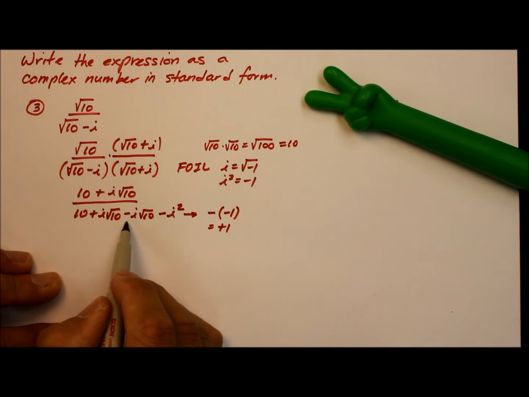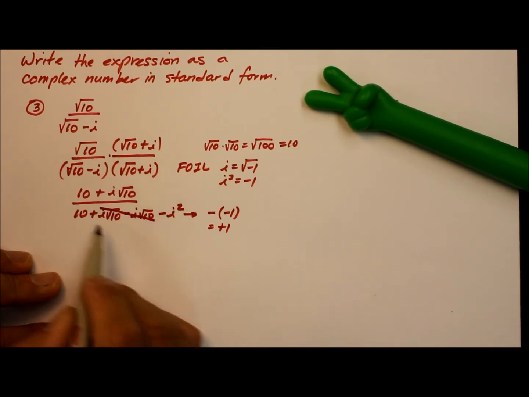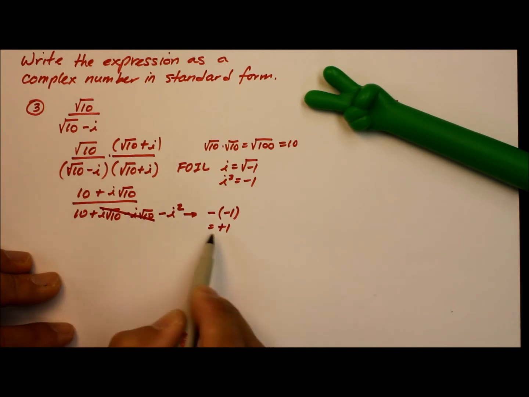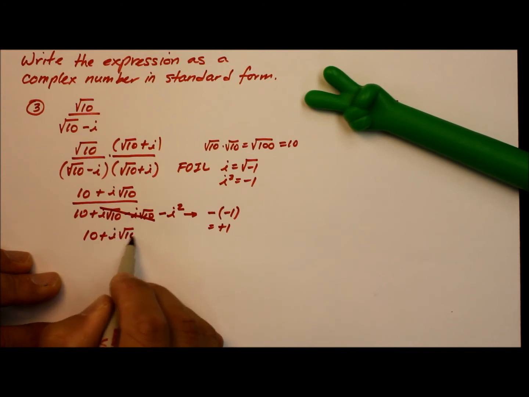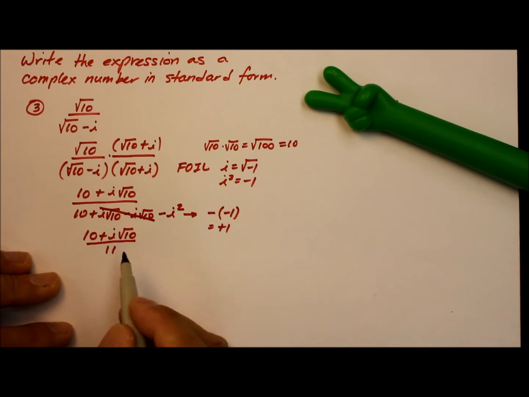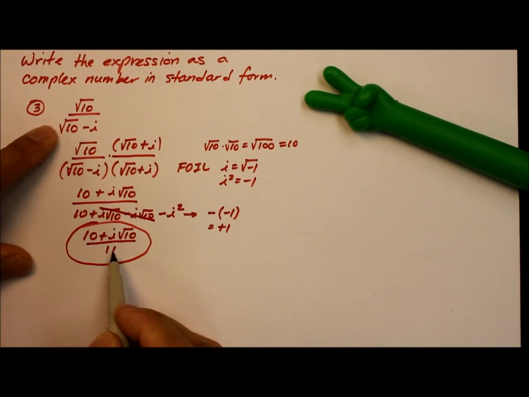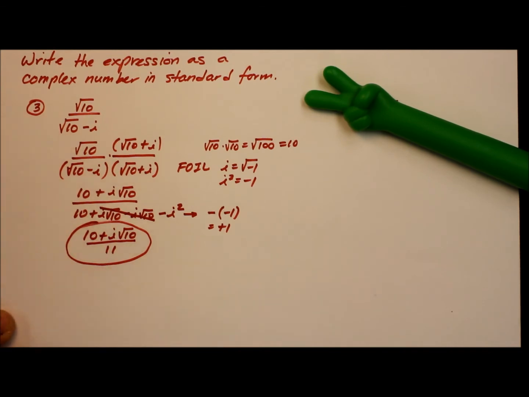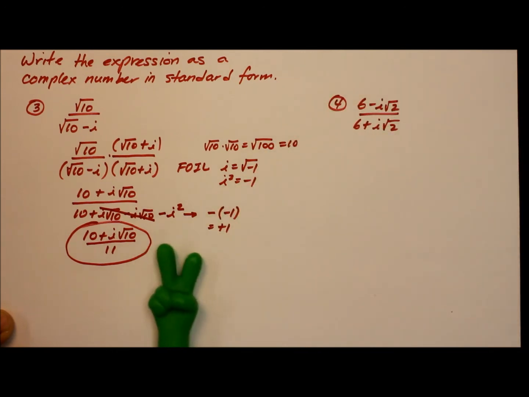So let's simplify right here simultaneously. The conjugate, the middle term, cancels out. So the bottom, what we in fact get is 10 plus 1. So here we go. 10 plus i square root of 10 over 10 plus 1, which is 11. And that is a simplified form of this quotient in a standard form. Now, why don't you try this guy?